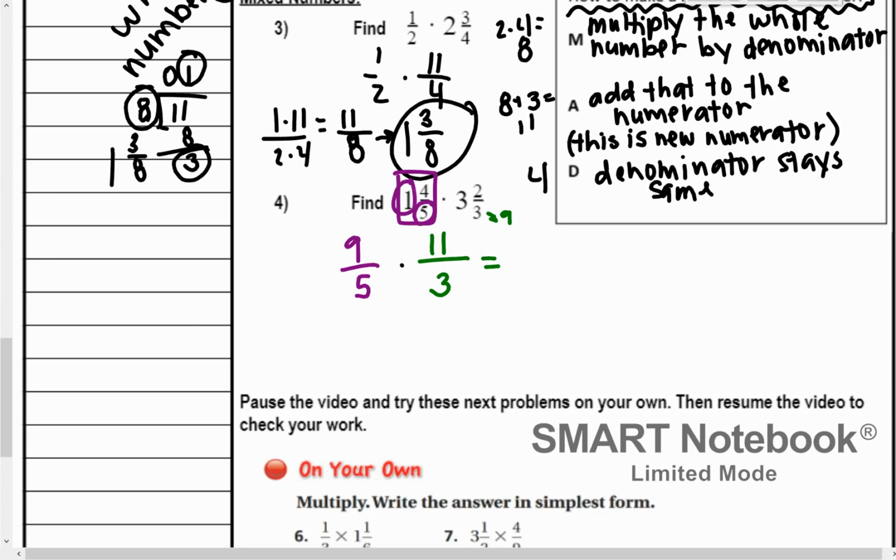Last step is to multiply. 9 times 11 is 99. 5 times 3, 15. All right, again here, we have to simplify. This fraction bar, remember, is division.